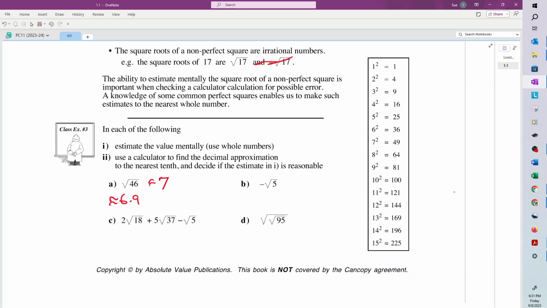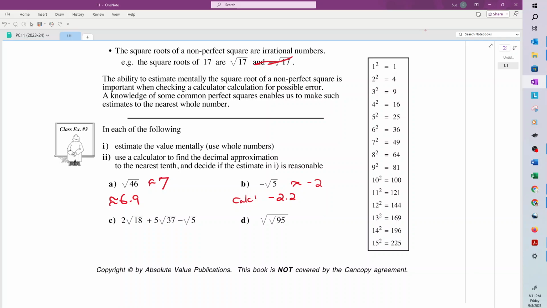Negative square root of 5. Well, the square root of 5 is going to be up here. It's not close to 4, so it's about 2, because 5 would go in here, so the square root would be over here. So it's about 2, and it's going to be negative because this negative is making this whole thing negative. All right? And then with the calculator, I get negative 2.2. And that makes sense because it's going to be a little bit bigger than 2. It's going to be in here.